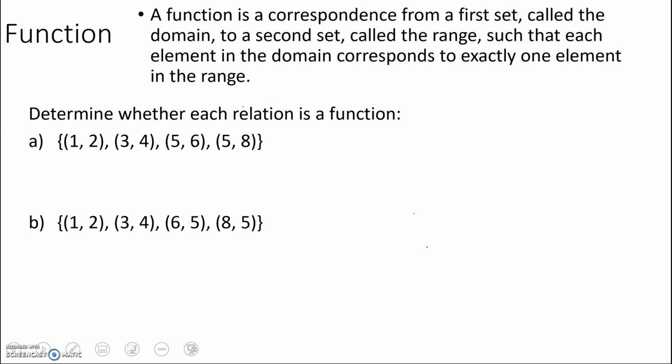A function, if you want to think about the definition, is when every element in the domain corresponds to exactly one element in the range. For every x, there is exactly one y. So if you look here, for 1, there is exactly 2. For 3, there is 4. For 5, right? 5 is in our domain. It corresponds with 6 and 8 in our range. This is not a function.